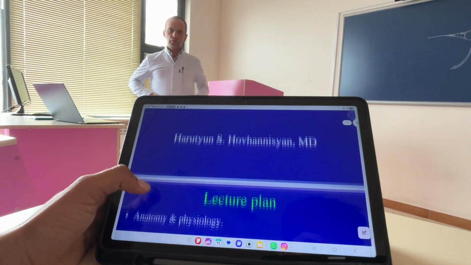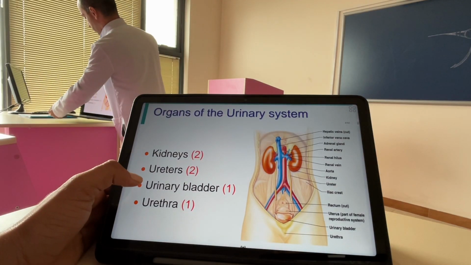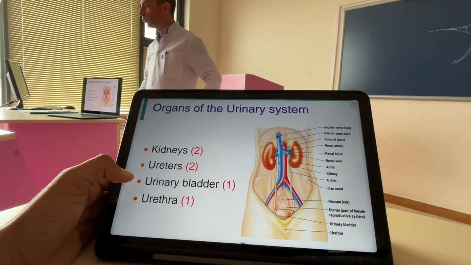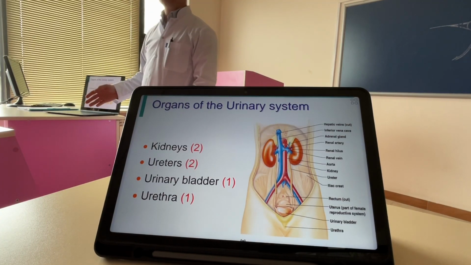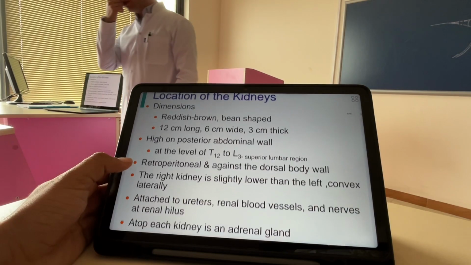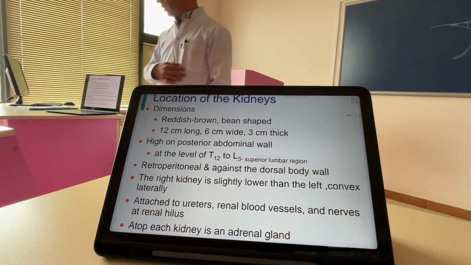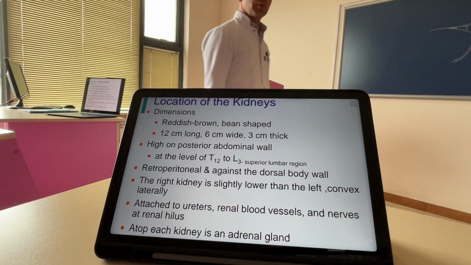No need to stay too long on organs of urinary system. Here also, I may open it for you to see. I'm talking about what? We have kidneys, ureters, bladder, and urethra. Location of kidneys is important. Location is important. Look, and size is also important.